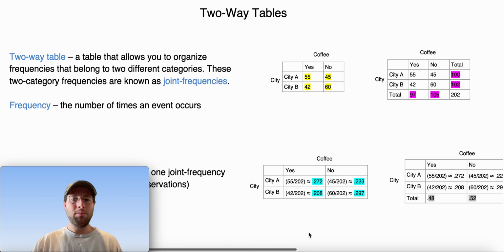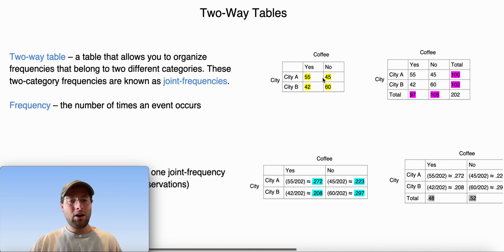So let's dive in by looking at this first table. In this first table, we have two categories. One is coffee, which is whether someone drinks coffee or not. And the second is city, which is which city someone lives in. So the two events for coffee are yes and no, and the two events for city are city A or city B.